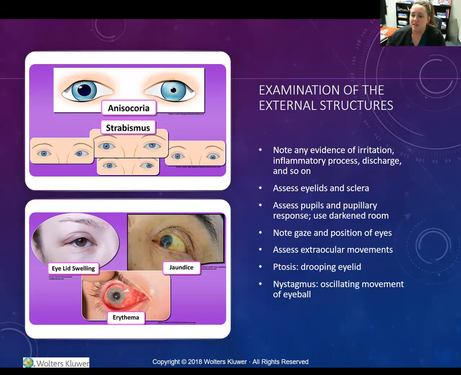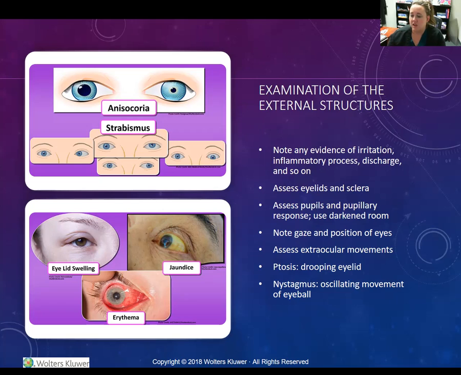And then we'll want to assess obviously our pupils. You guys should know how to assess pupils, right? But we're looking for a pupil size that should be 3 to 5. And of course, they need to be equal, round, and reactive to light and accommodation. So for reactive to light, we're going to dim the lights and have the patient look at an object from a distance, and then shine the light from the side of each pupil. And we want to note when we shine the light, the dilation and the response. So, does the pupil go from a 3 to a 1? And the other side should constrict as well.